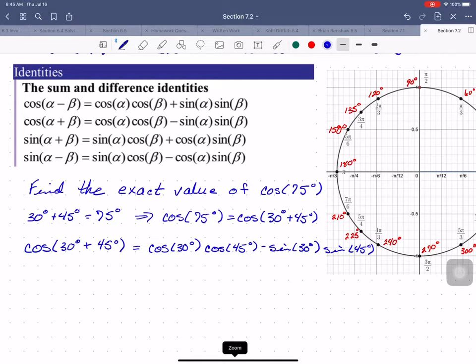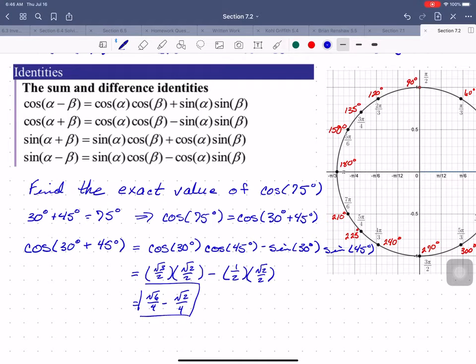And I know the cosine of 30 degrees is square root 3 over 2, and the cosine of 45 degrees is square root 2 over 2, and the sine of 30 degrees is 1/2, and the sine of 45 degrees is square root 2 over 2, which then gives me square root 6 over 4 minus square root 2 over 4, and that is the exact value of the cosine of 75 degrees.